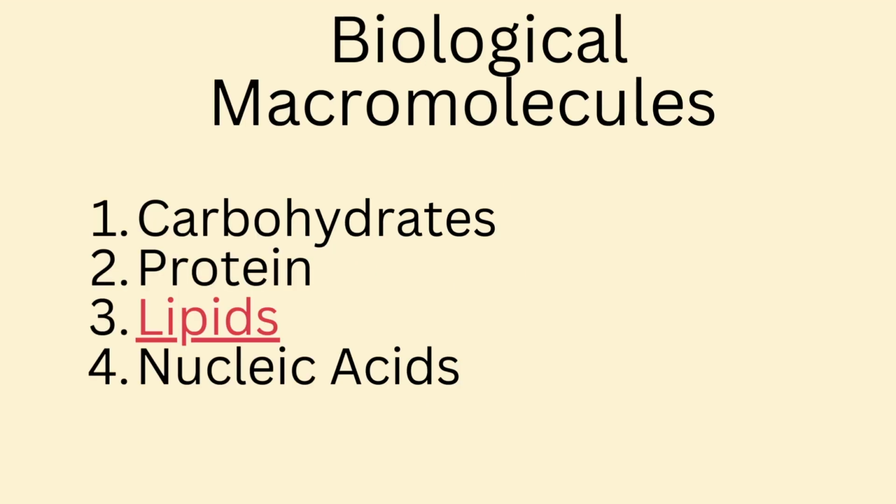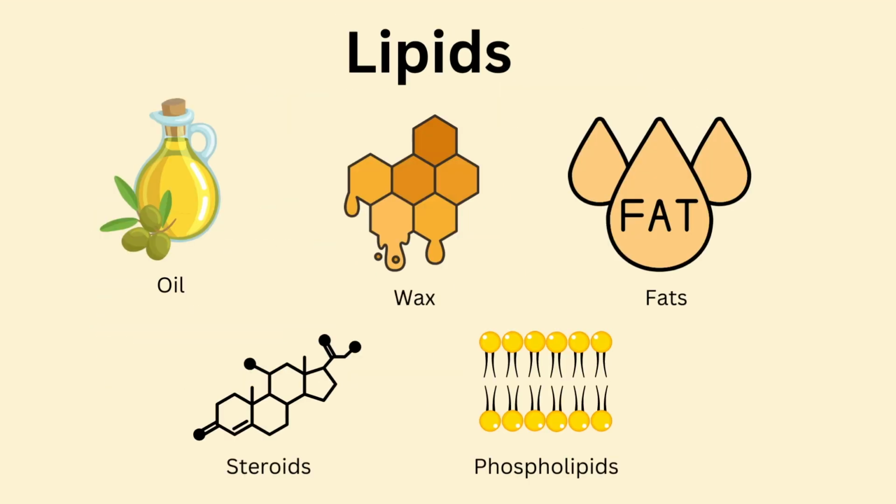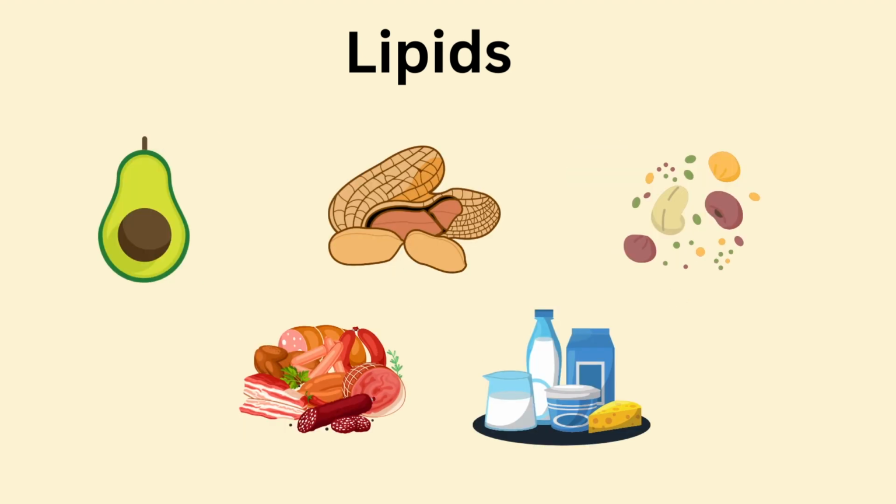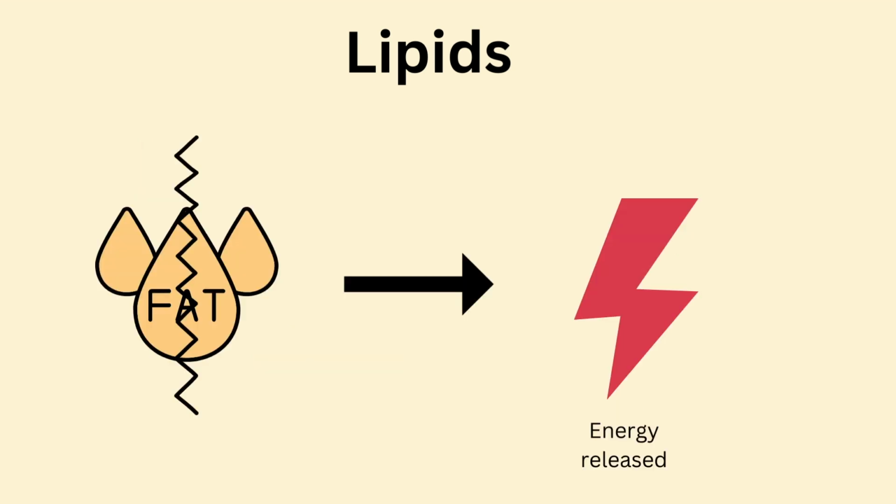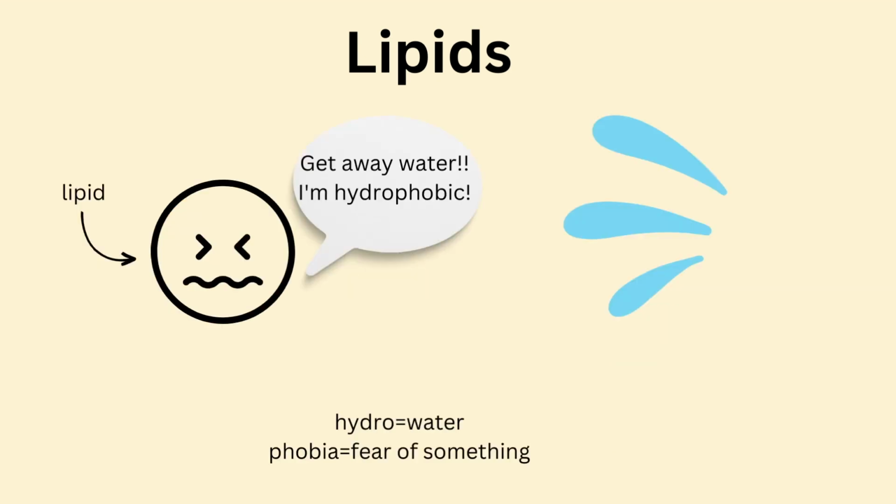Next, we have lipids. Lipids include oils, waxes, fats, phospholipids, and steroids. Lipids are found in avocados, nuts, seeds, animal meat, and dairy products. Our cells store energy for long-term use in the form of fats. So when we are fasting and have used up our glycogen reserves, our body begins to break down fats to release energy. Lipids are insoluble in water and are hydrophobic, which means they repel water.